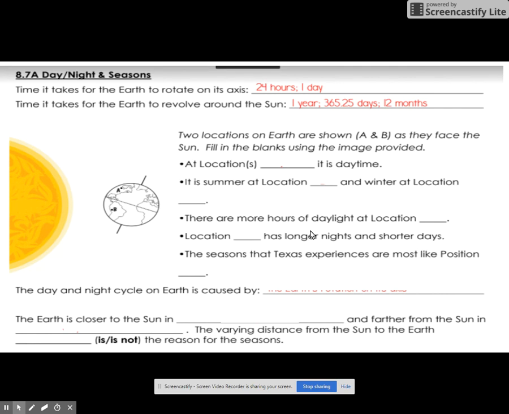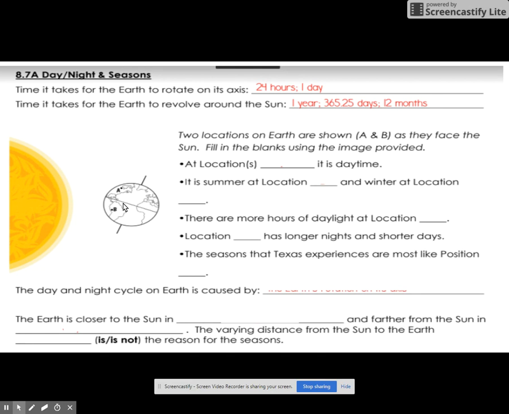So for this one, it says two locations on Earth are shown, A and B, as they face the sun. Fill in the blanks using the image provided. So we're going to look over here at this image, and we are going to fill in the 5 blanks on the right-hand side, which are here, with this information. So it says, at which location is it daytime?